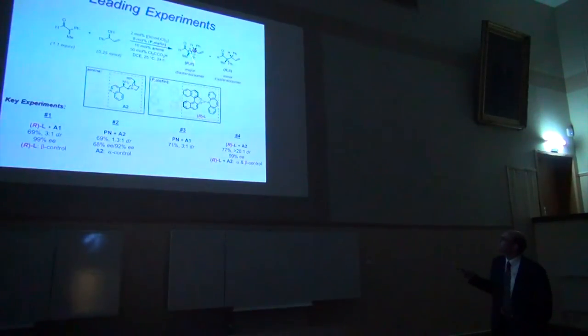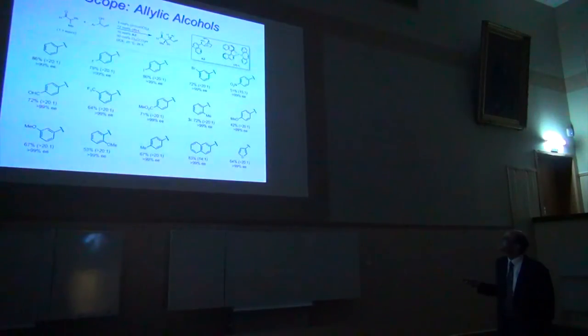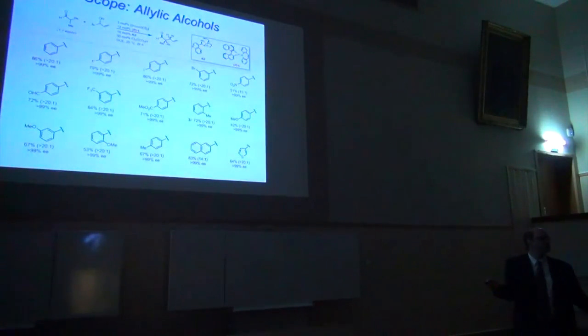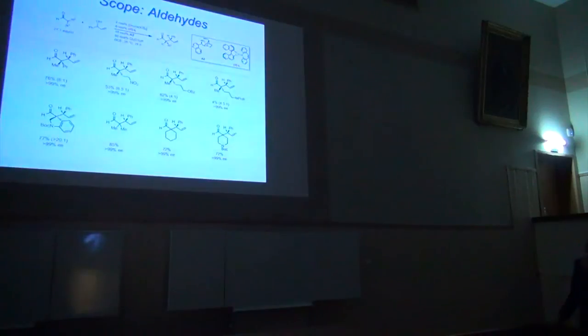This provides another entry into these products, as I show you here. It turns out it's a general process. One can use many different kinds of allyl alcohols, and as I'll show you on the next slide, many different kinds of aldehydes. The combination of these two components gives you the product in good selectivity, good yield, and good regio control. Additional examples are shown here.